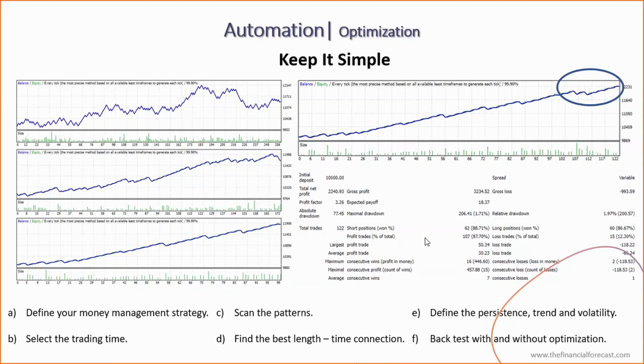When we check the statistics, we have a profit factor of 3.26. It's a really high profit factor. We have a drawdown of 1.71% for the strategy created. And then we have an accuracy of 87.7% for both pieces, the optimized and the non-optimized piece. The maximum was 15 consecutive losses, and 16, and 2 losses.